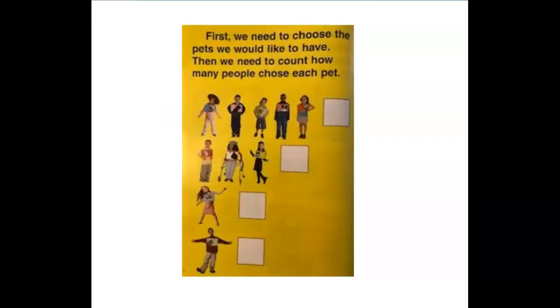First, we need to choose the pets we would like to have. Then we will need to count how many people choose each pet. So if you could get a piece of paper out and count how many voted for each pet, that would be great. We have our dogs on the top, our cats, fish, and birds.